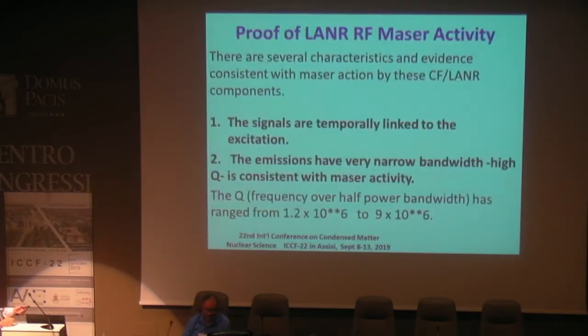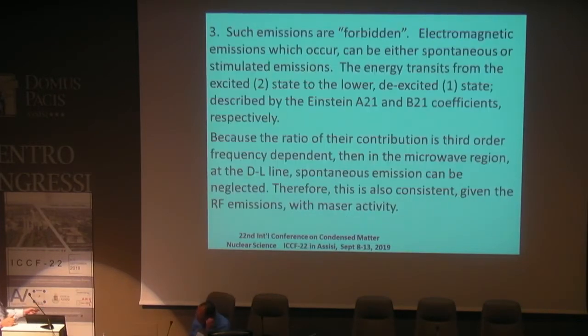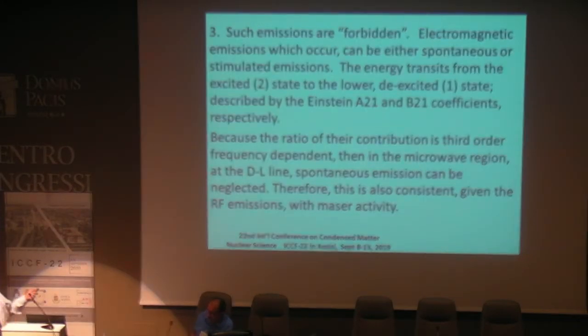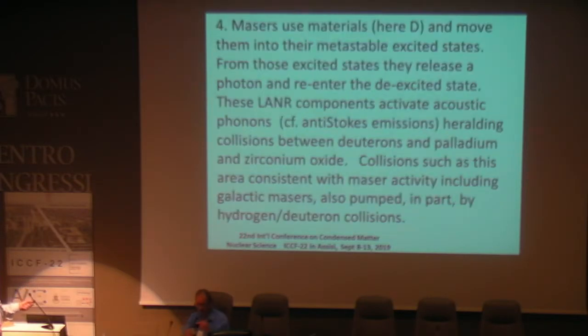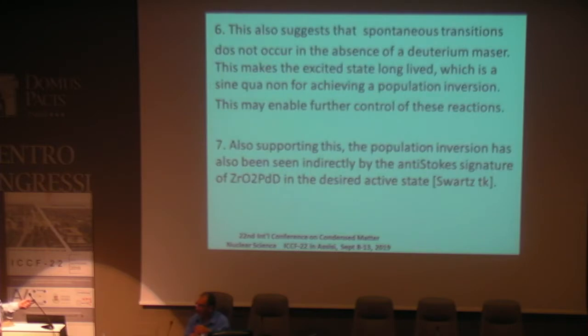All right, how do we know that it's a maser? We know it's a maser because it's linked to the excitation. We know because the Q is almost 10 to the 7th. We know that these emissions are forbidden on Earth. You're all familiar with photoelectric emission. There you have spontaneous de-excitation as well as, with a laser, stimulated emission, but we don't have that in the microwave region. To make it fast, this is the equation, and I'm going to have to jump ahead here.